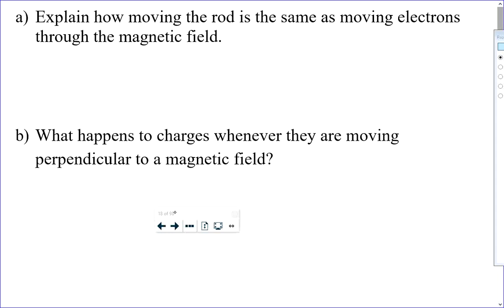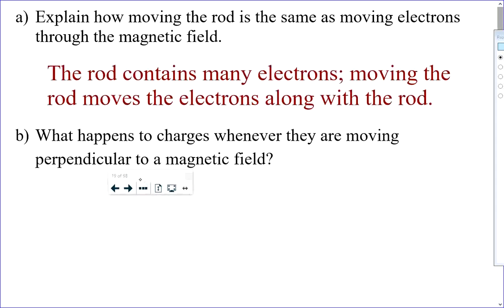Can anybody answer that? The answer is kind of unsatisfying because maybe it's too obvious and you might not think of it. Well, that's it. There are electrons in the rod, right? They go along for the ride. I can't just move the rod and leave the electrons behind. So what's going on here is the rod contains many electrons. So when you move the rod, you move electrons.